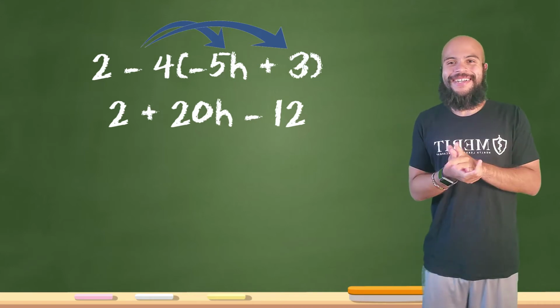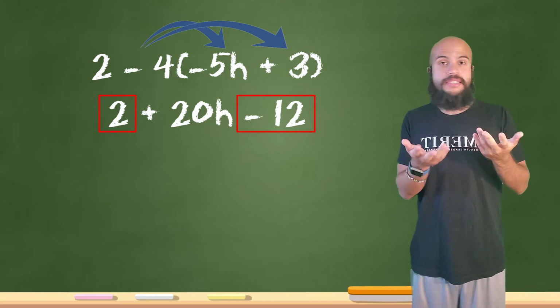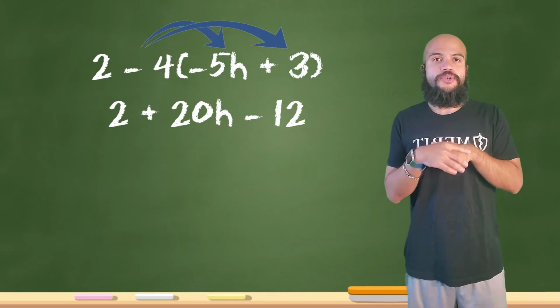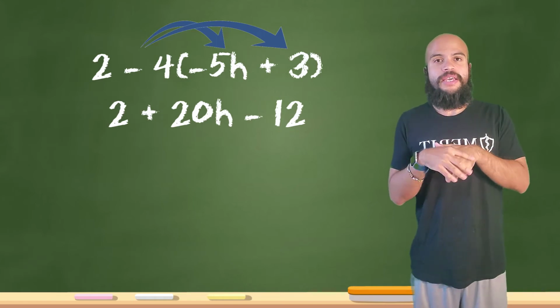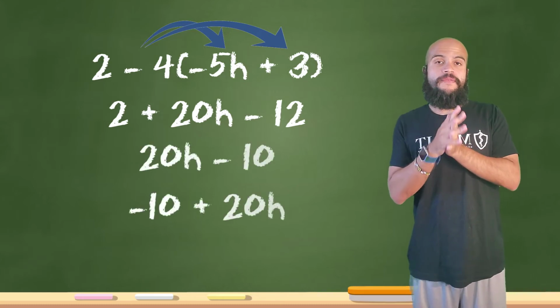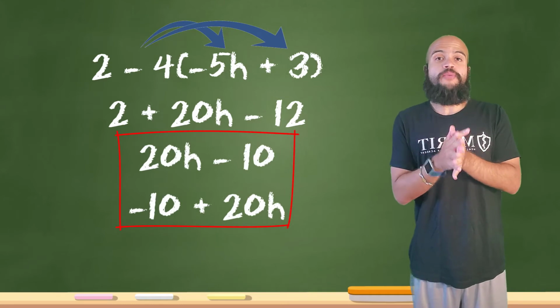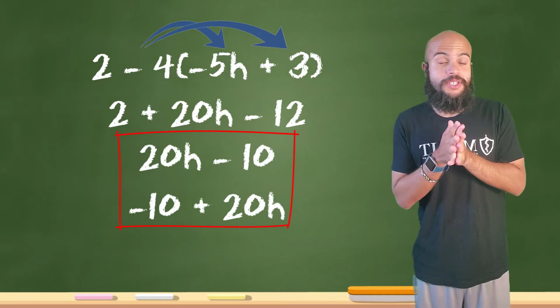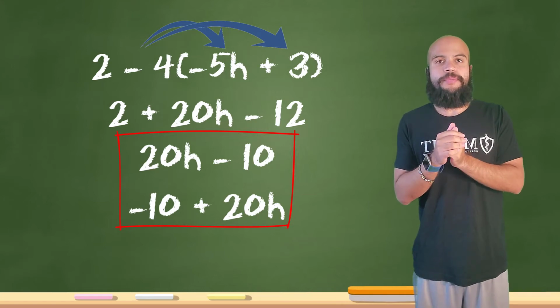Now, we are not done here because we have two constants that can be combined, because constants are always like terms. 2 and the negative 12, so either 2 plus negative 12 or 2 minus 12, equals negative 10. Therefore, our final simplified expression is 20h minus 10. This can also be written as negative 10 plus 20h if you prefer, since the 10 remains negative while the 20h remains positive.